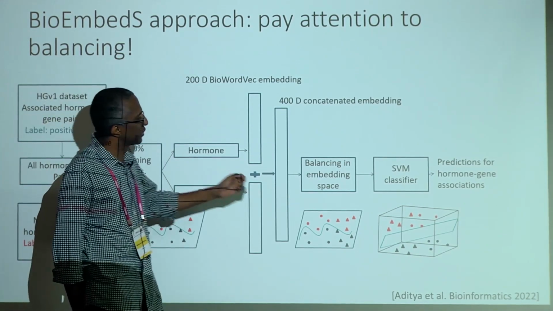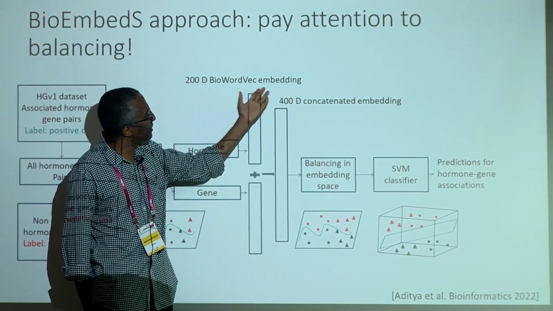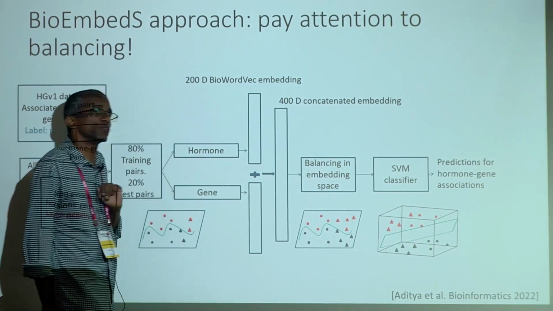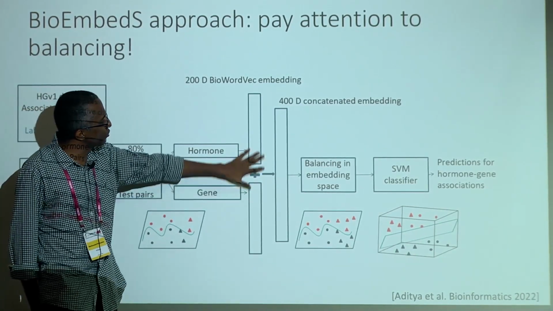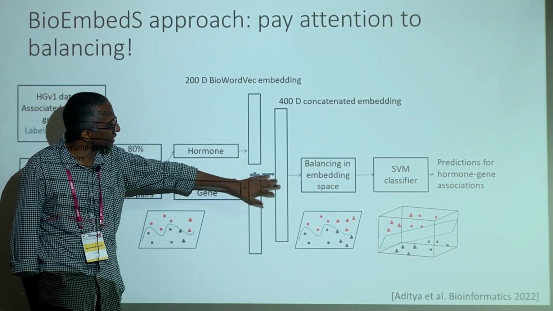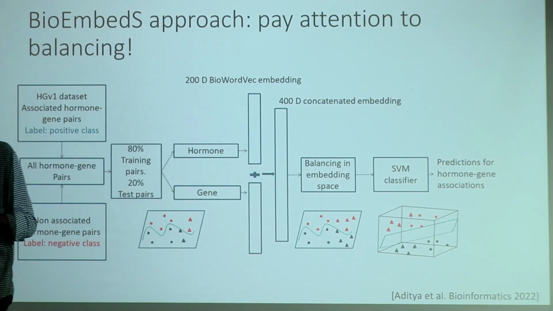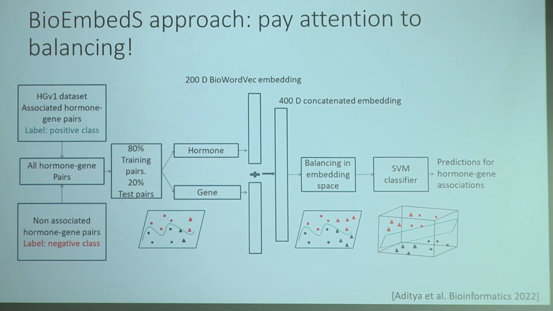So for us, actually, BioWordVec is how we derive these embeddings from the hormone or gene terms. And that gave these 200-dimensional embeddings, which we can concatenate and then balance, and use an SVM classifier that performed quite well, with roughly an average accuracy of 70% for predictions.